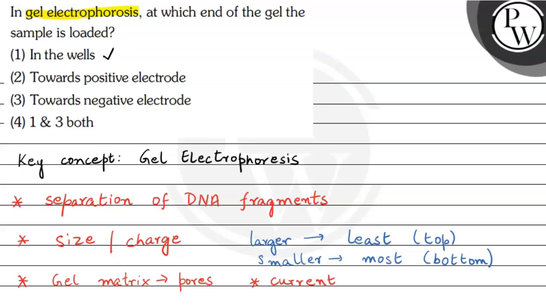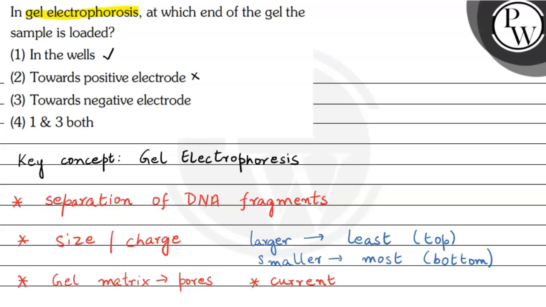Then the second option is towards the positive electrode. So positive electrode मतलब the anode. और हमने देखा कि DNA sample is loaded at the cathode rather than the anode. That is, it is loaded at the negative electrode rather than the positive electrode. So therefore, ये incorrect है.